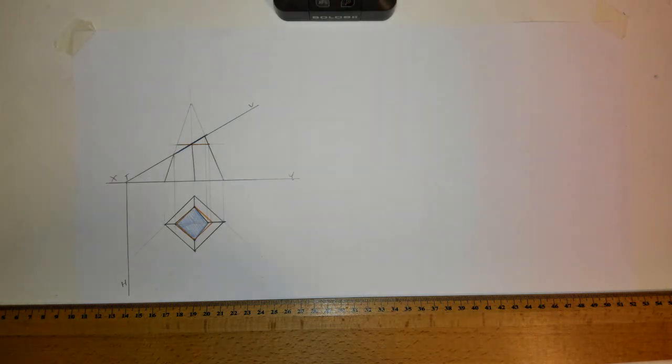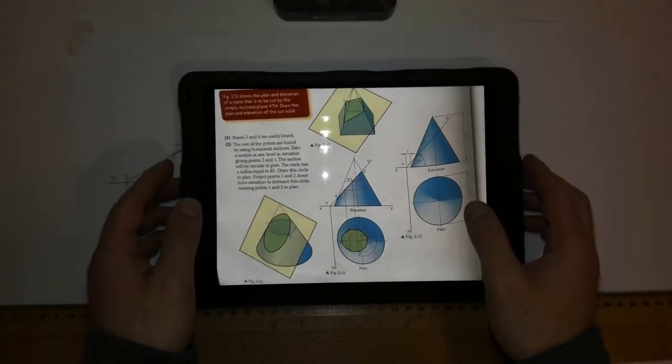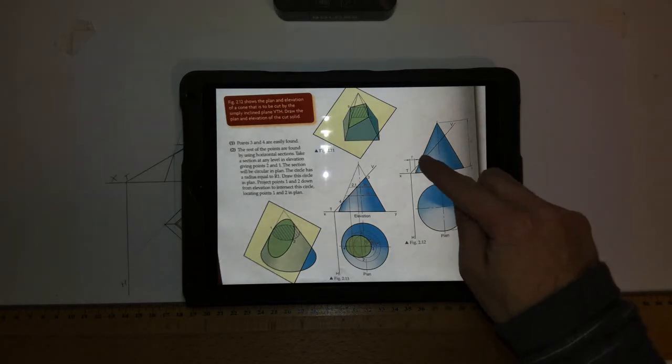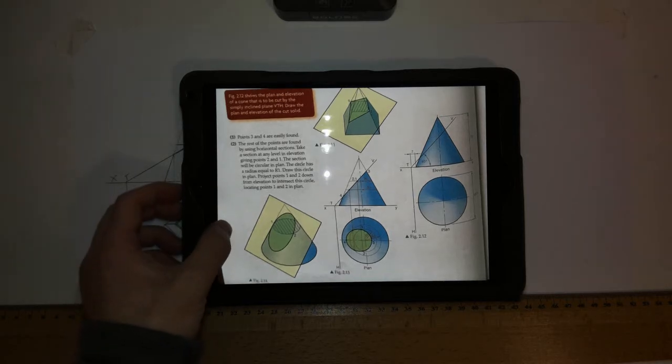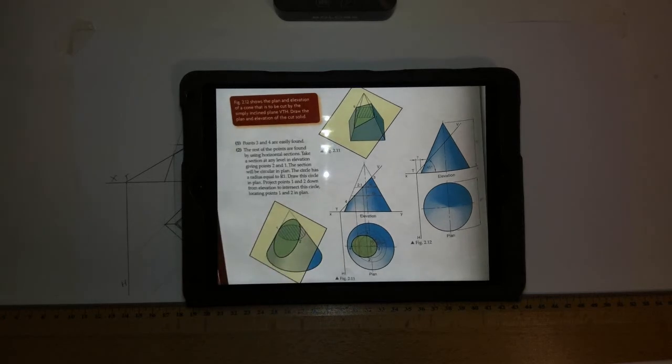The next question, same sort of idea, this time we're using a cone, and we're told that figure 2.12 shows the plan and elevation of a cone that is to be cut by the simply inclined plane VTH. So that plane there is cutting it. Draw the plan and elevation of the cut solid. Once again it shows you in the book a 3D model of a simply inclined plane cutting the cone, and this time producing that elliptical shape there.